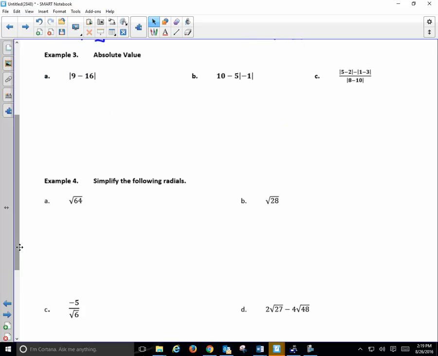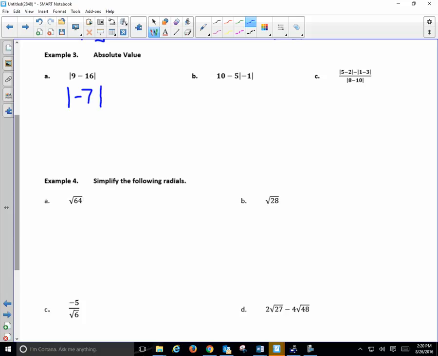First thing we're going to do is just review a little bit of these pieces real quick and we'll be good to go, okay? So absolute value is what we want to do. Absolute value of 9 minus 16. What do I do first? Do I make everything positive or do I do 9 minus 16 first? I do 9 minus 16, which is -7. Then when I apply the absolute value, that's where I make it positive.